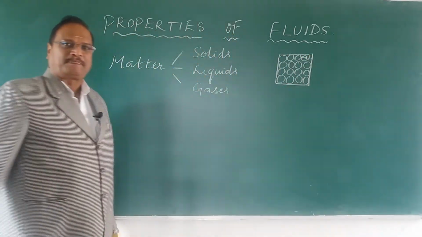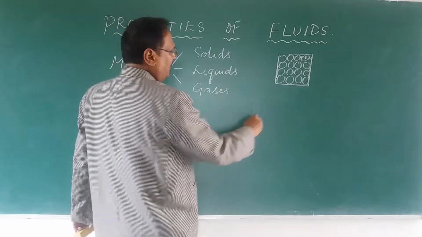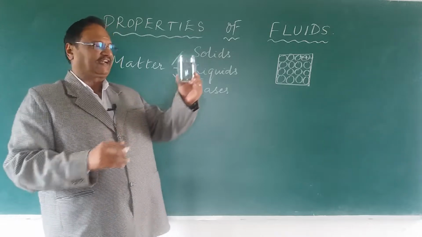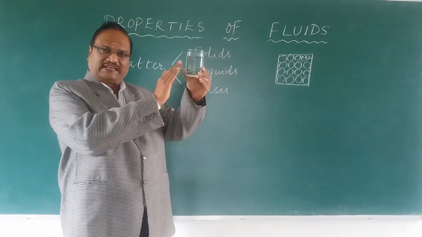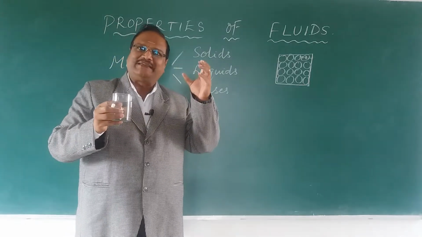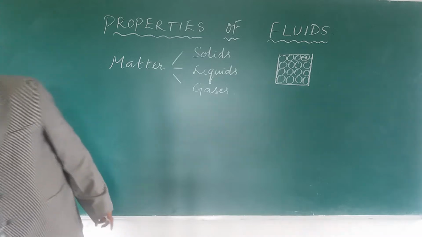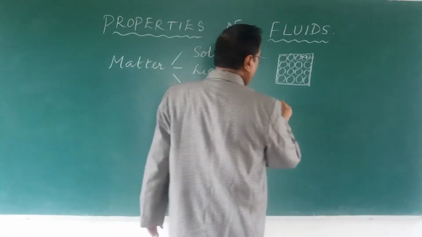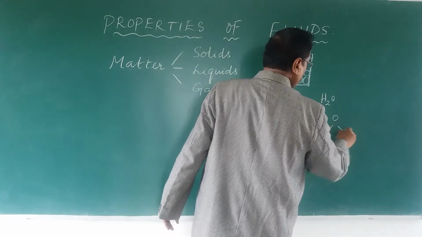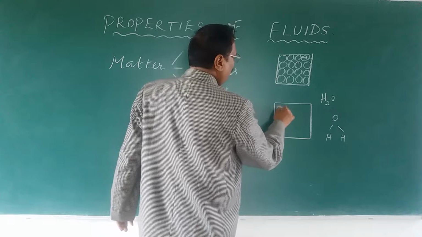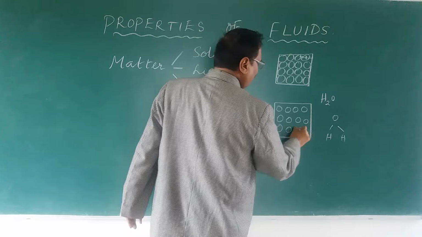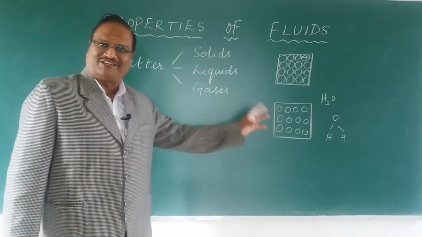Now when you come to liquids, for example, if I take a glass of water, water is a liquid, and here the molecules are not so tightly packed. They are a little loosely packed. You know, water is nothing but H2O, molecules of oxygen with two hydrogens. The molecules are not so tightly packed, so they have the benefit of moving here and there.